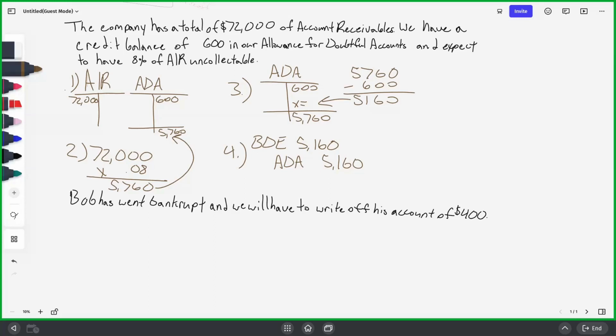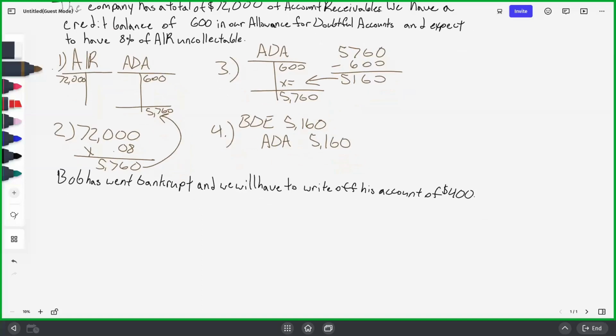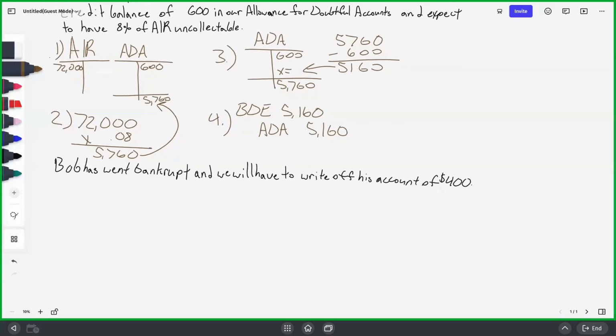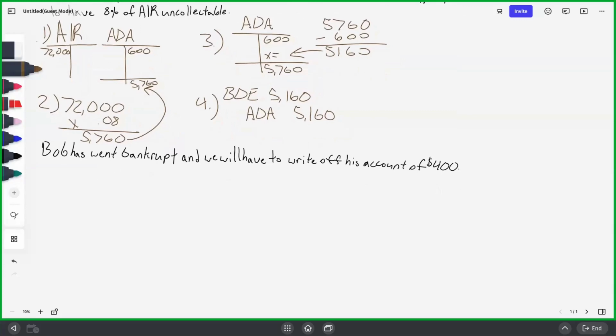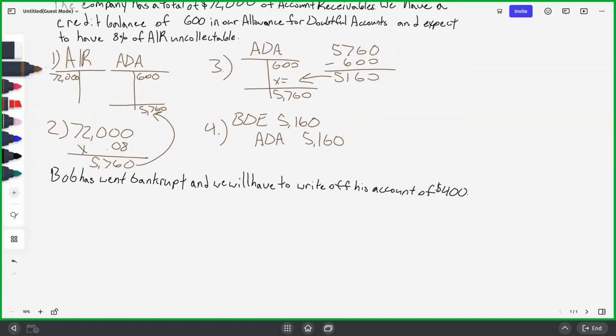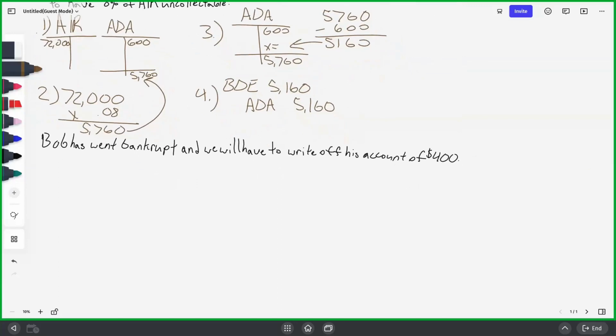Perfect. Now, we're going to do a write-off. So 5,760 would be that 600 already allowed plus the 8%. Got it, perfect. It won't let me scroll out any further, so we're gonna cover up problem 1, but we're gonna keep all the math there.